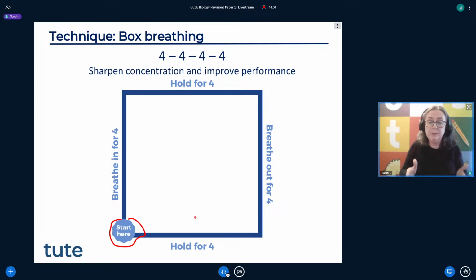You could do this between each question, and it puts you in a much better place going into that next question. It doesn't take very long, like 16 seconds, but it could make you calmer and more prepared to answer more questions.